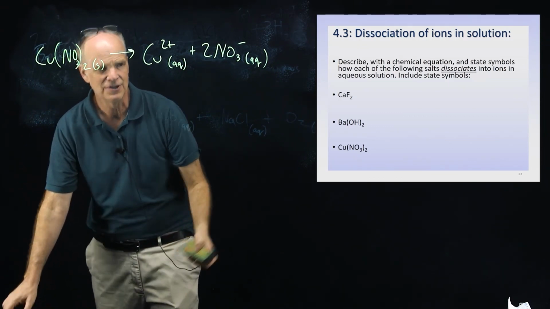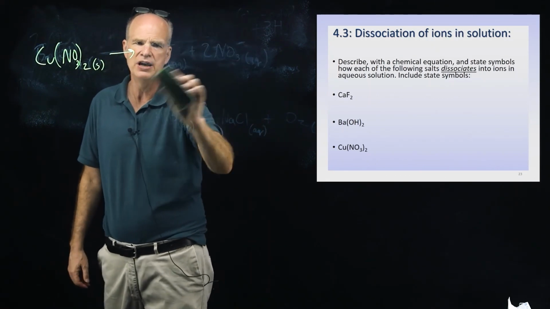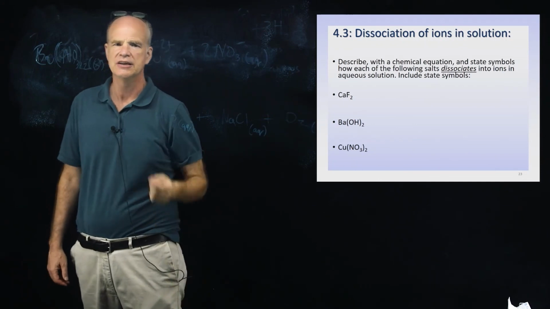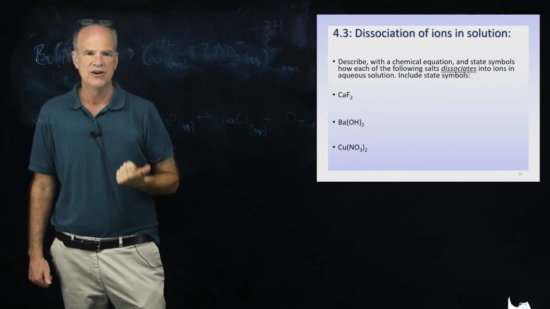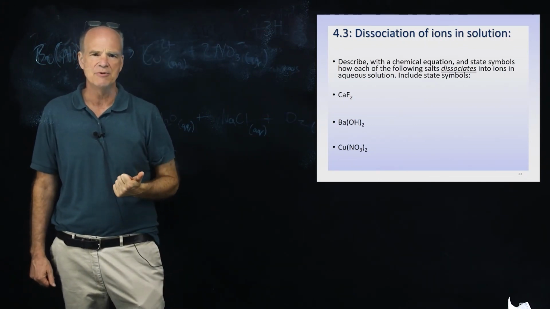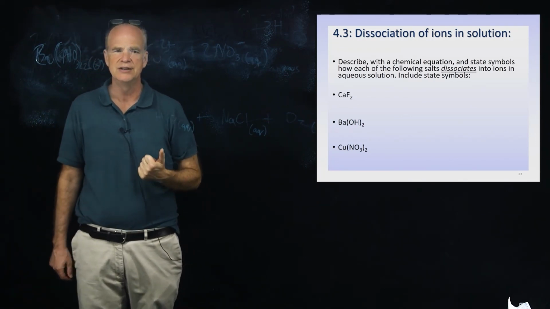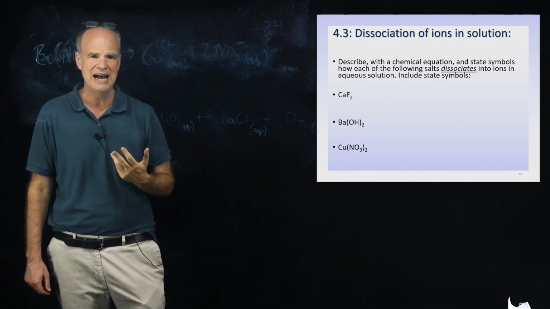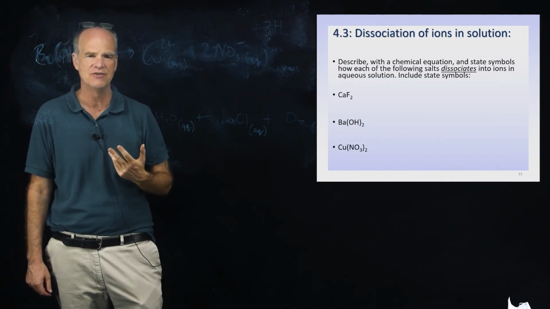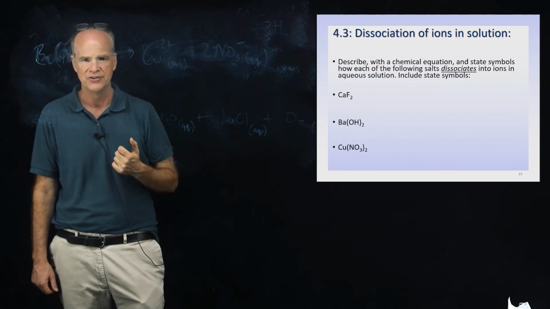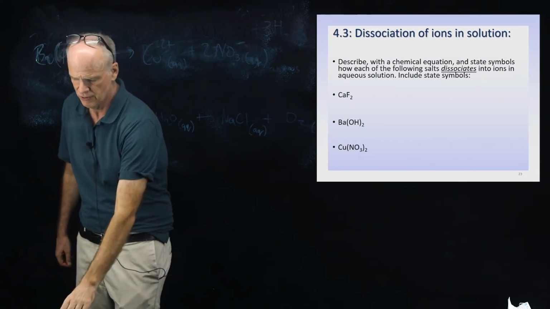Now, importantly, with these dissociation equations, I chose compounds, calcium fluoride, barium hydroxide, and copper nitrate, that all dissolve well in water. If you can get a lot of mass of these compounds dissolved in water, it is said to be a very soluble compound. So that's important to note. So we will now move on.